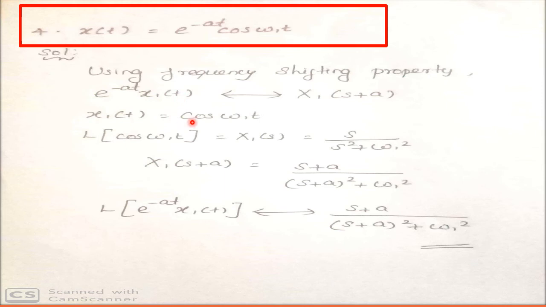Now x1 of t is equal to cos omega 1t. So the Laplace transform of cos omega 1t, x1 of s, is equal to s divided by s square plus omega 1 square. Already we have calculated the Laplace transform for this cos omega 1t. So x1 of s plus a is, instead of s, replaced by s plus a, divided by s plus a the whole square plus omega 1 square. So the Laplace transform of e power minus at x1 of t is s plus a divided by s plus a the whole square plus omega 1 square.